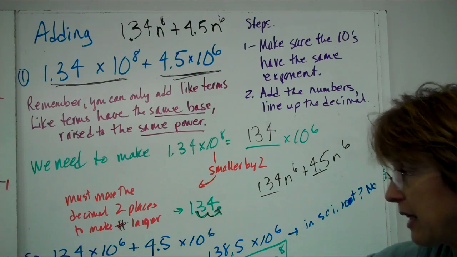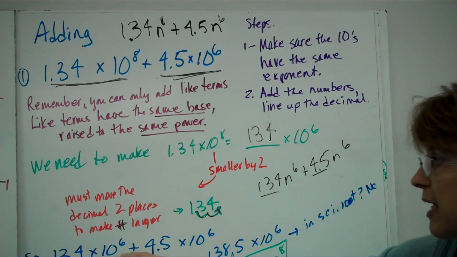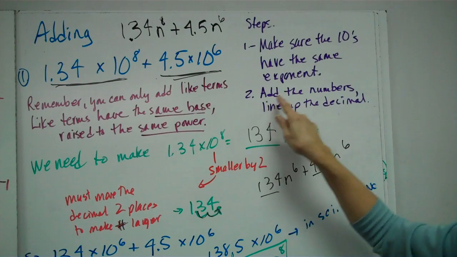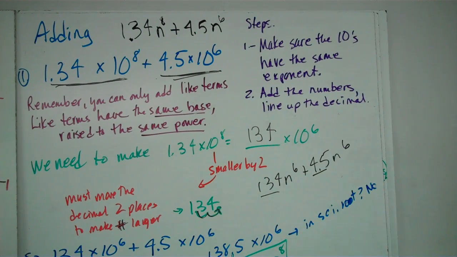So I simply add them together. Now I have 134 times that plus 4.5 times that. But make sure you line up the decimals. When you add the numbers, you line them up.